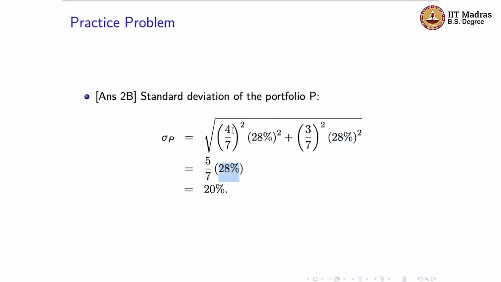And then this expression that you see here is just (4 by 7) squared plus (3 by 7) squared. So that's 16 by 49 plus 9 by 49. So 25 by 49, which is equal to (5 by 7) squared, right? So if you take the square root, therefore, this is equal to 20% or 0.2, right? So that's the first expression.